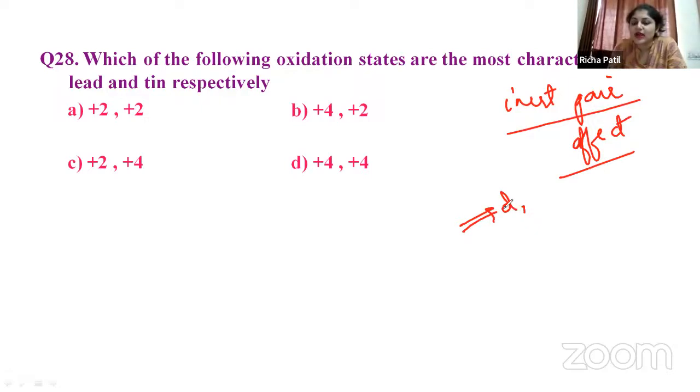So as you go down the group, due to the increase in the inert pair effect, the tendency to lose only 2 electrons increases, right? So because of this, it will show +2 oxidation state. So tin and lead, they show +2 oxidation state.